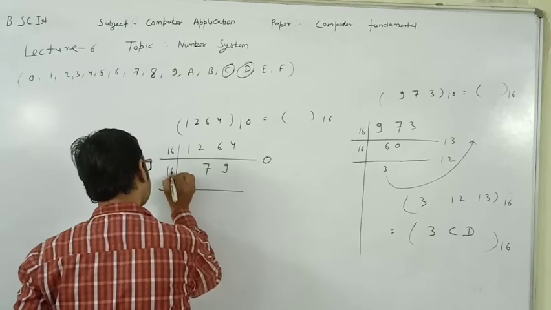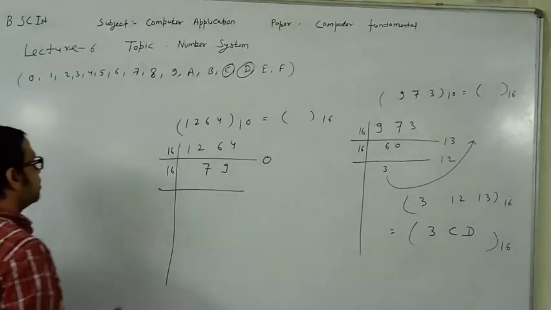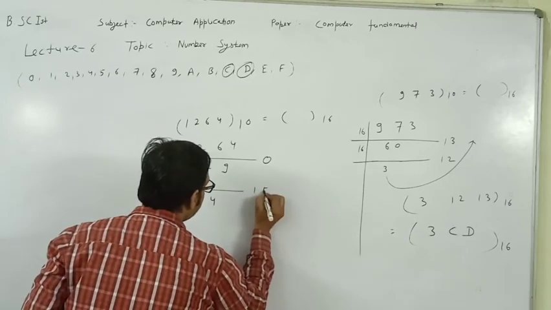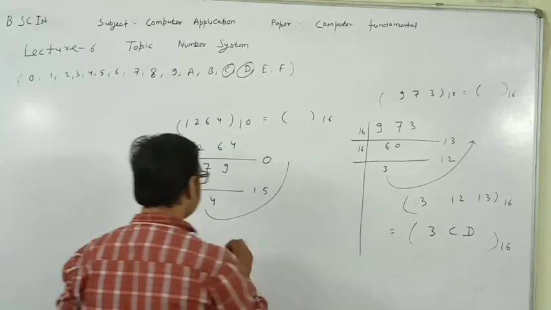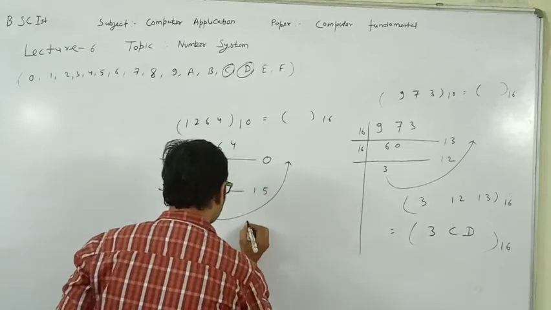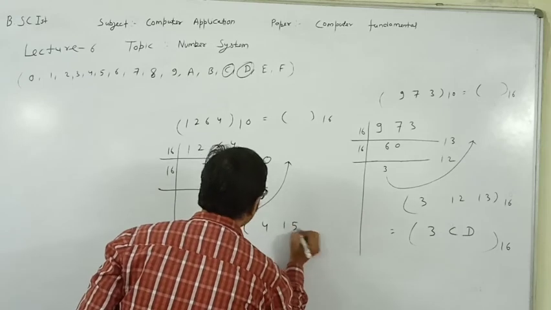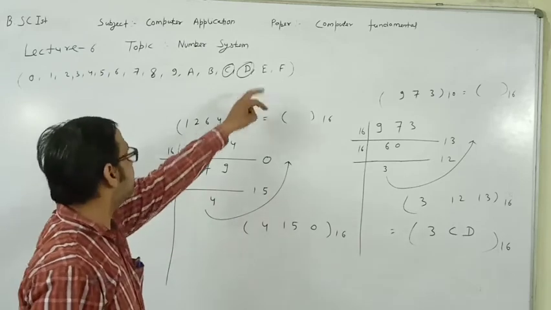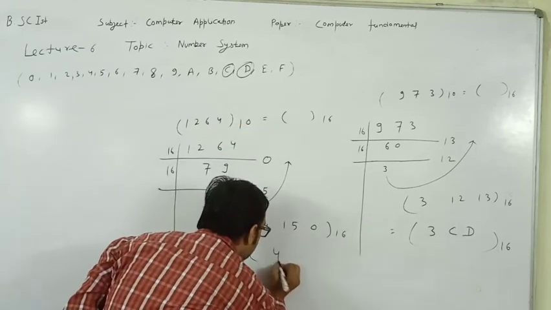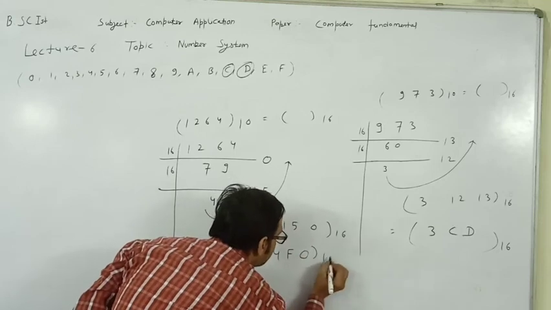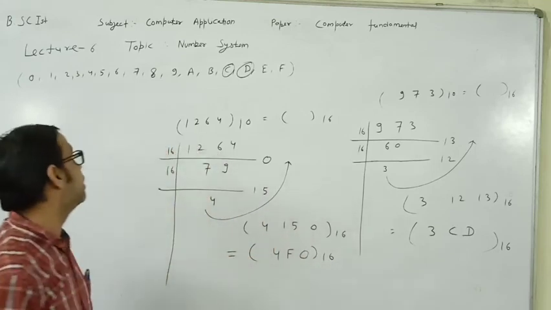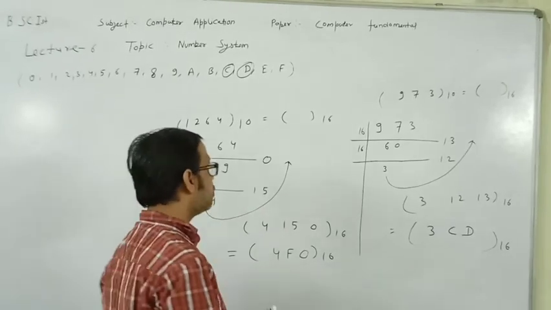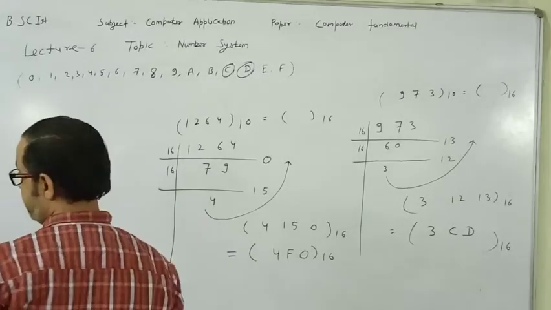Now further divide with 16. 16 fours are 64 and it gives you 15. Now write this number: 4, 15, 0, base 16. Put the value of 15 from here. So this is 4F0 base 16. So this is the conversion from decimal to hexadecimal.